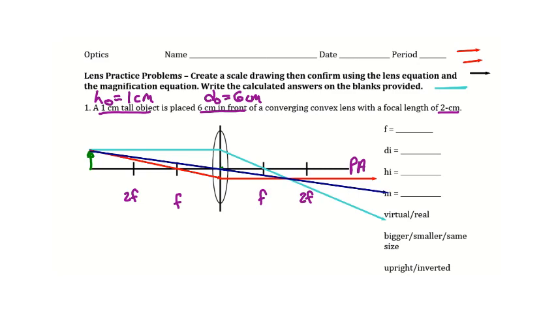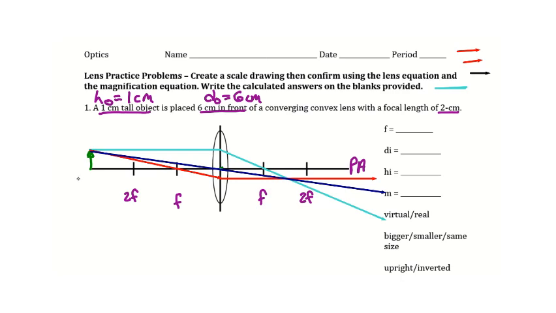So you'll be doing this with a ruler. It should be a little easier. You can see that if you do this correctly, all three rays will meet in exactly one spot.